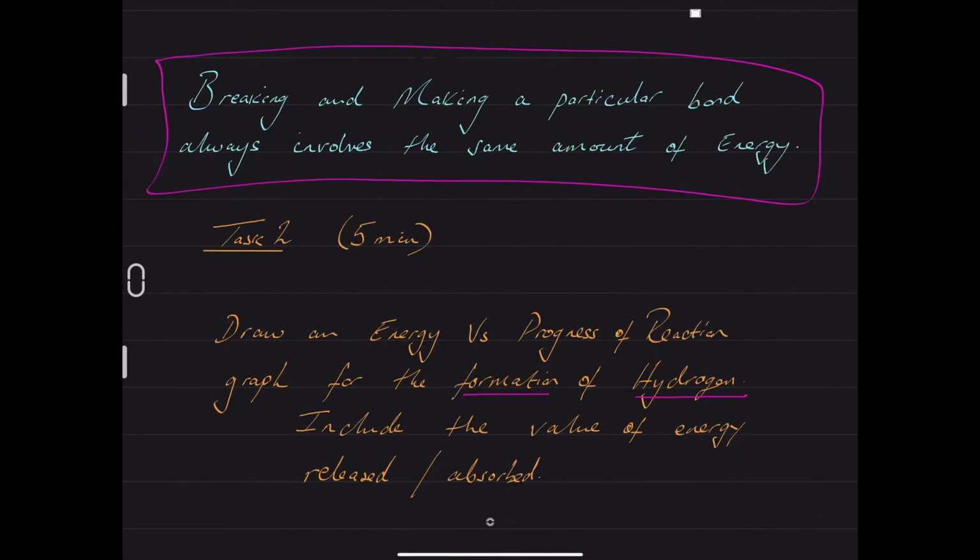So you are to draw an energy versus progress of reaction graph for the formation of hydrogen, and you are to include the value of the energy that is released to the surroundings. So the graph has to be correctly drawn with the products and reactants correctly labeled, and the arrow in terms of if it's exothermic or endothermic also has to be correctly placed on the graph. So can you take 5 minutes and can you submit your answers back to me on Teams in the same manner as the previous task?